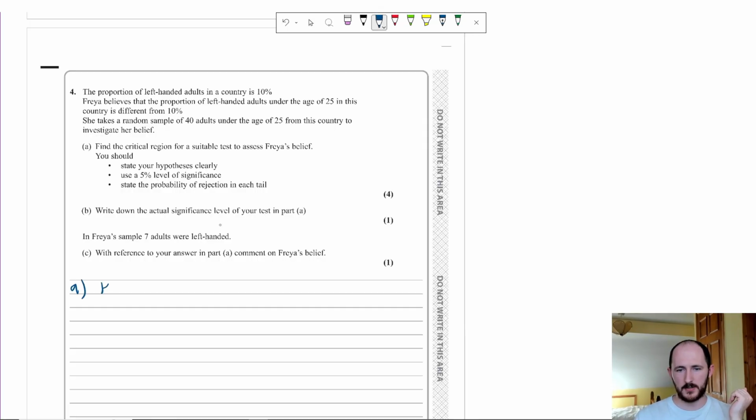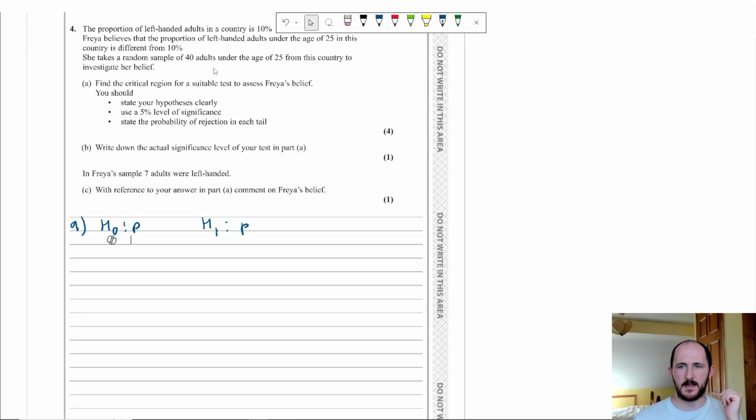Again, for 1 mark, you can just write down your hypotheses. So if you're completely lost on a question, just write down: the proportion of left-handed adults is 10%. But this person believes that it's different from 10%. So in other words, not equal to 0.1, which means it is two-tailed. There you go. 1 mark.